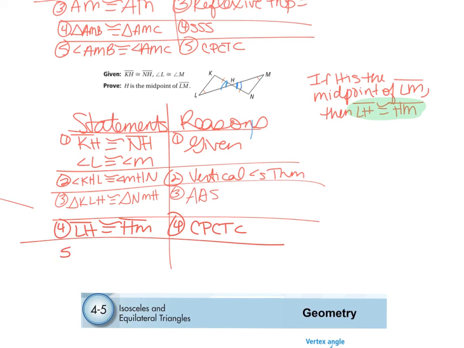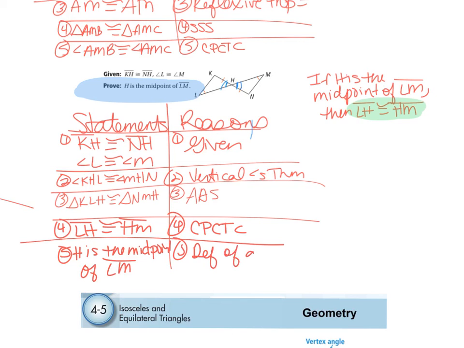All right, last step. What does it mean for LH to be congruent to HM? Well, we can't just end there because we didn't have it say this piece right here. You have to always have it end with what they said to prove. So now that we've listed that those two segments are congruent, we can say H is the midpoint of LM. Why? Because of the definition of a midpoint. The definition of a midpoint says that those two segments are equal or congruent, then it's a midpoint.